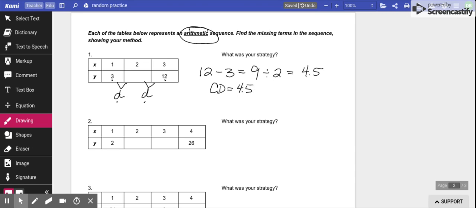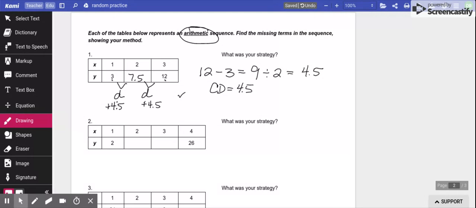Then what I'm going to do is check to make sure that I am correct. So to go from 3, I'm going to add my common difference of 4.5, and that's going to give me 7.5. Then to go from 7.5, I'm going to add my common difference of 4.5 and check, is 7.5 plus 4.5 equal to 12? It is. Done. Let's look at example 2.